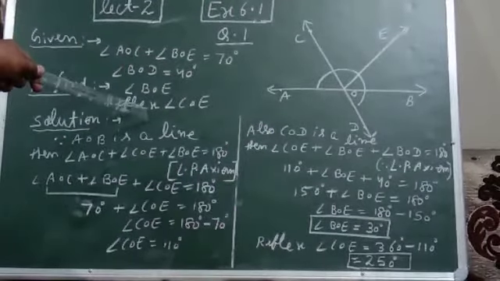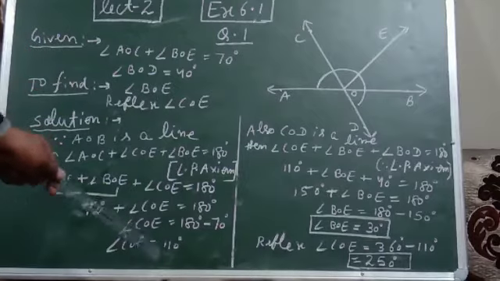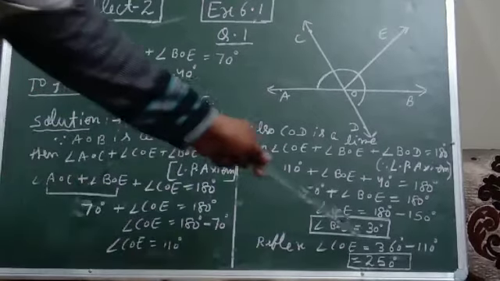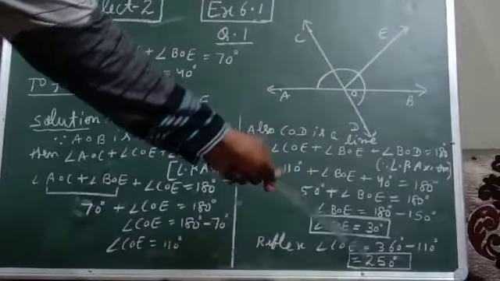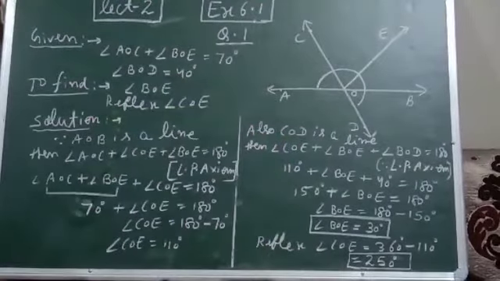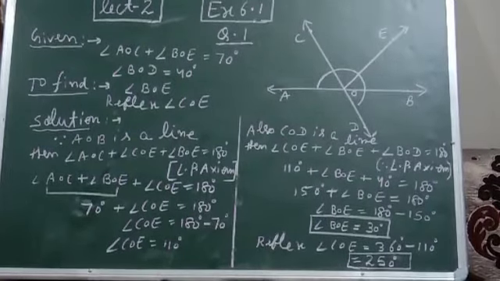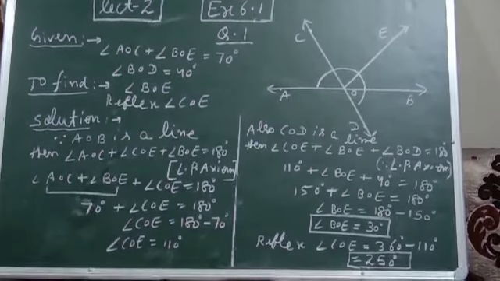Now for the second answer we want reflex COE. We know the value of COE here is 110, but we want the reflex. So we will subtract 110 from 360. You will get 250. So in this way we can find the value of angles. Now we will solve one more question. That question is also just like this. In that question also two lines are present. Let us see the solution of that question.